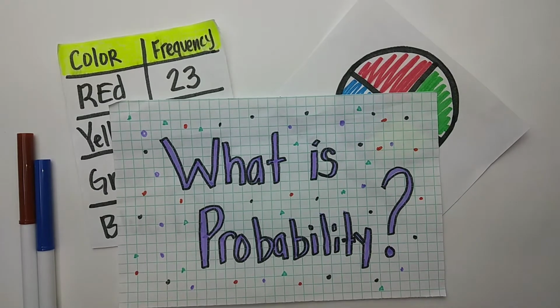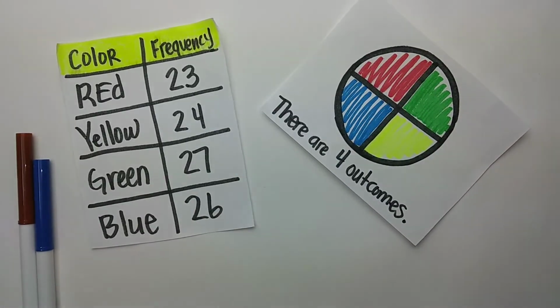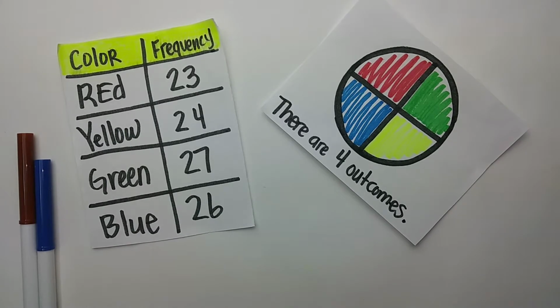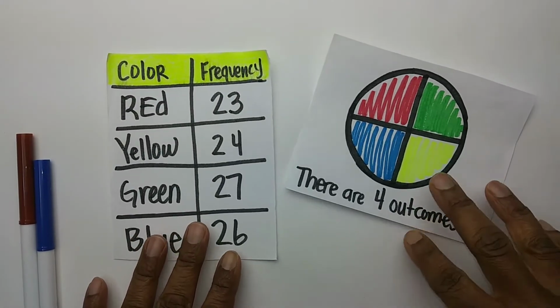In this video, we will talk about what is probability. Probability is the likelihood or the chance of an event occurring. Take a look at this right in front of us.